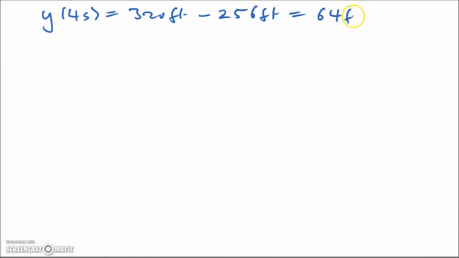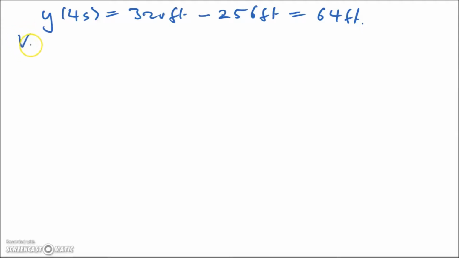Okay, so we still have left to do the vertical displacement at 4 seconds, and we can fairly easily do that. So y at 4 seconds is equal to 320 feet minus 256 feet, which is equal to 64 feet. Okay, so we've done the position coordinates, and now we need to calculate the velocity coordinates.